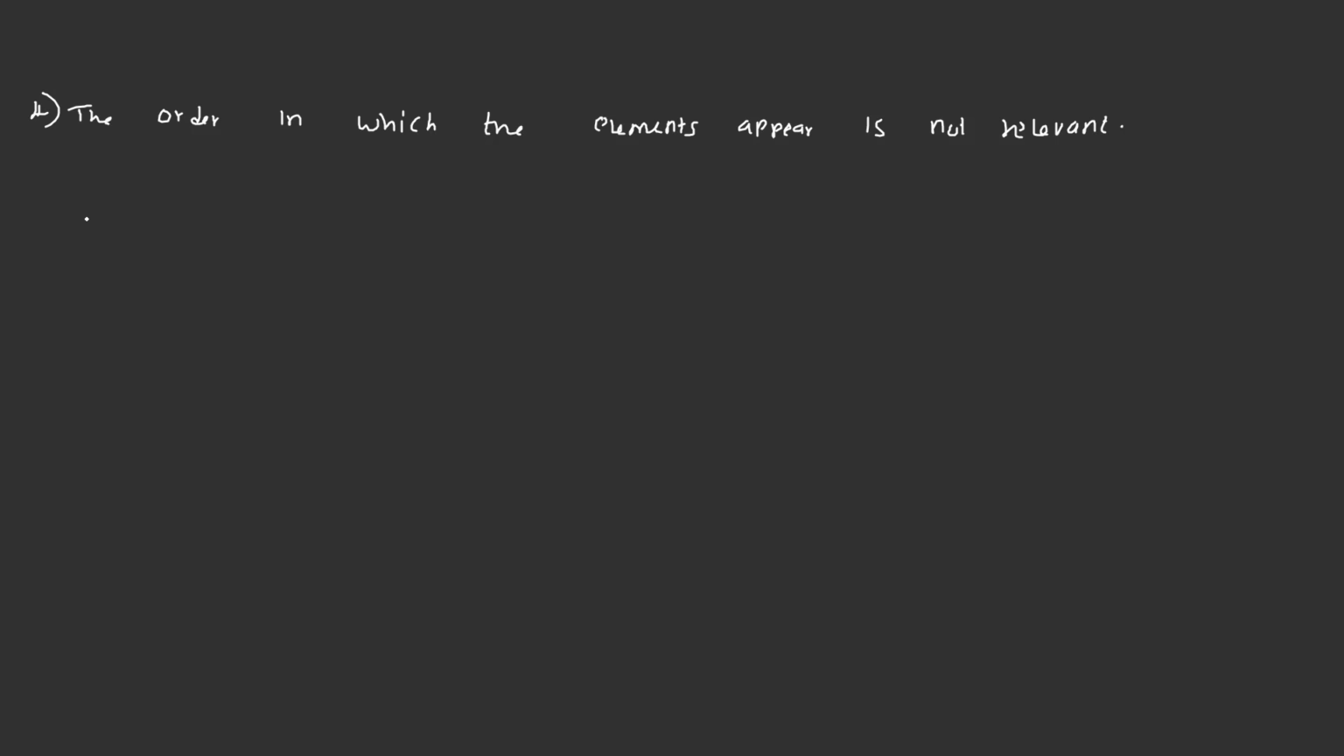So let's look at another topic, which is types of sets. The first type of set we're going to look at is called a null set. This is a set with no elements.